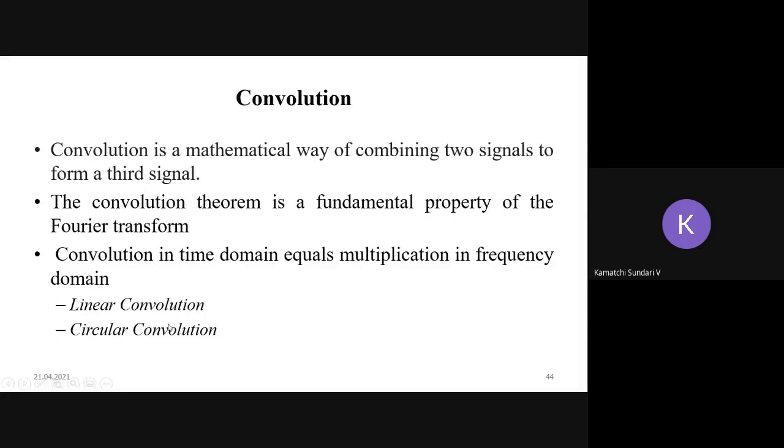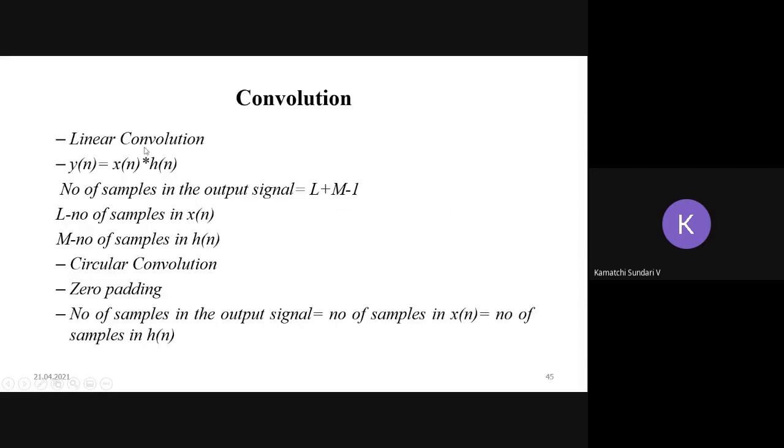And here we have two different convolutions: linear convolution and circular convolution. The linear convolution symbol is an asterisk. So y of n is equal to x of n convolved with h of n. x of n is my input signal and h of n is my second input signal, right? So y of n is my convolved signal.